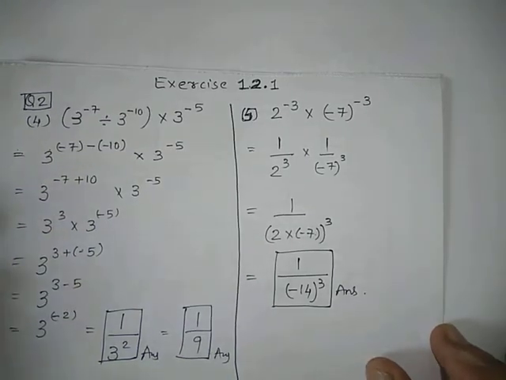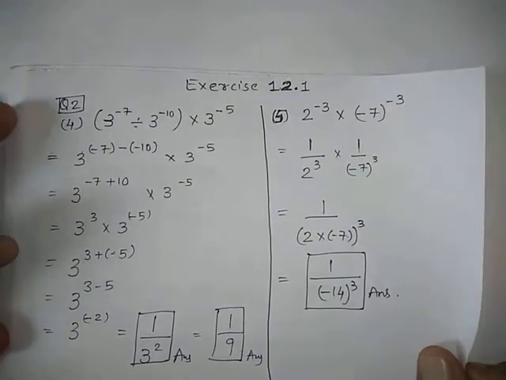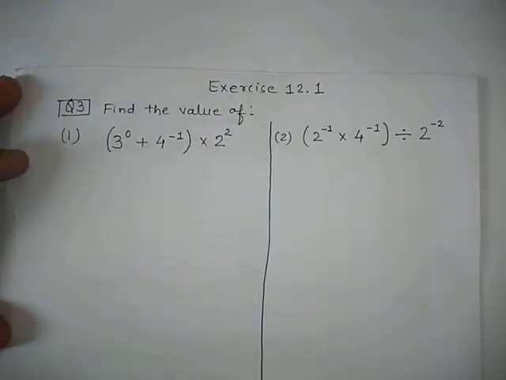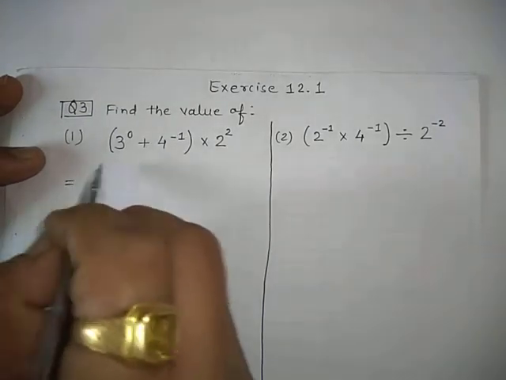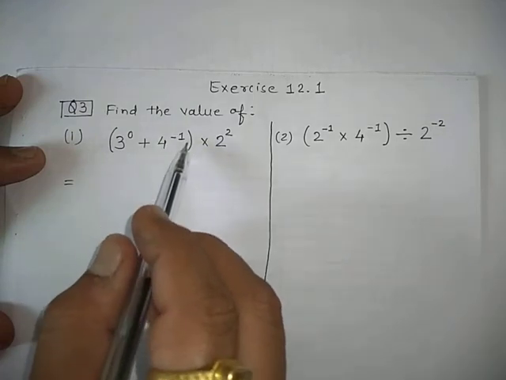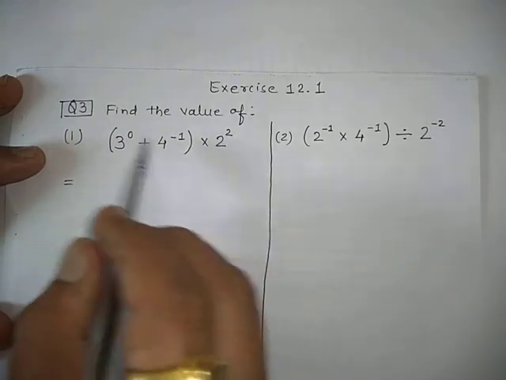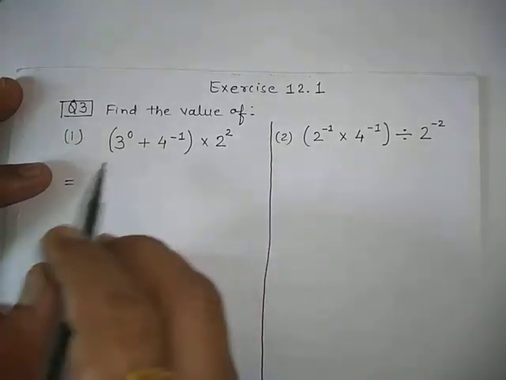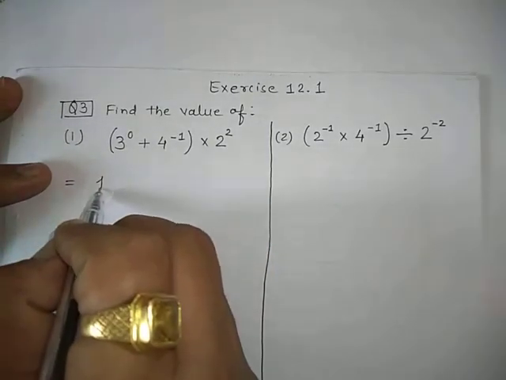Find the value. Okay, so for find the value, question number 3. Find the value means evaluate and get the answer. So 3 raised to 0 plus 4 raised to minus 1, multiplied by, bracket close, multiplied by 2 raised to 2. So any number raised to 0, its value is 1.